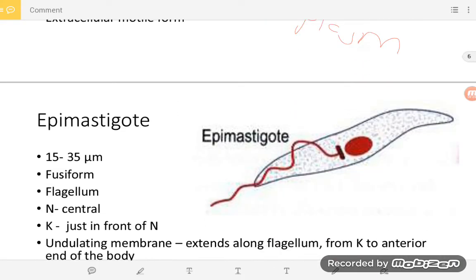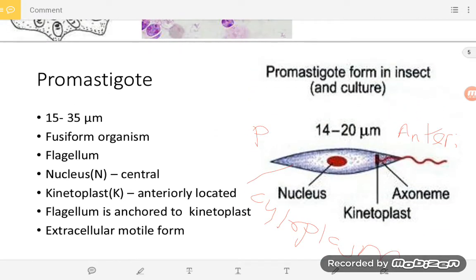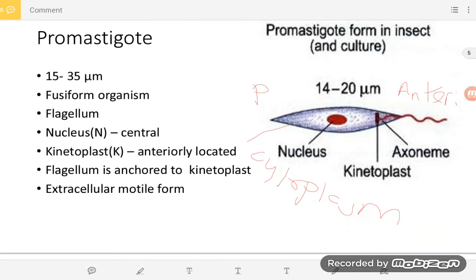Okay, now we will move to the next one. Haemoflagellate form. The haemoflagellate form you can see in the insect and in the culture. We cannot see it inside the human. This is in the case of Leishmania species. The haemoflagellate form is the infective stage.